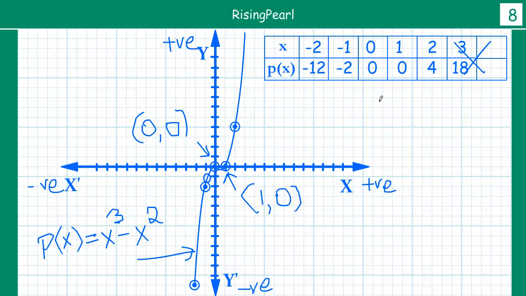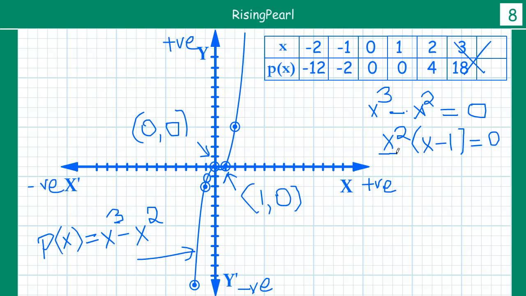So if you were to find out the zeros of this polynomial, right? Your polynomial is x cubed minus x squared. So if you were to equate this to 0, and if you take x squared common, so you will have x squared times (x minus 1) is equal to 0.